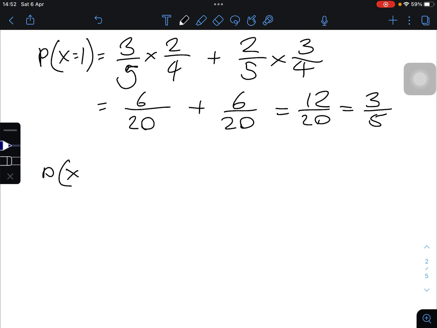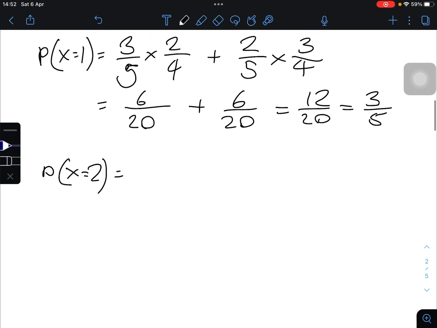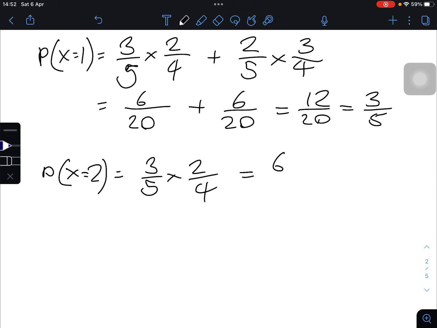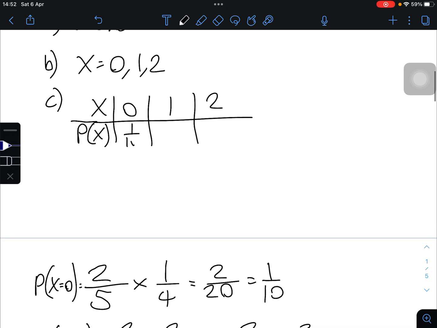Final one, P of x equal to 2. Means both our balls picked have to be green. So therefore we need a green ball, which is 3 over 5, times the next ball being green, so 2 over 4 because there's 4 balls left. And so therefore we get 6 over 20. 6 over 20 simplifies to 3 over 10. And so let's input these up here. We've got 3 over 5, and then 3 over 10. And they should all add up to 1, and you can check that if you like.